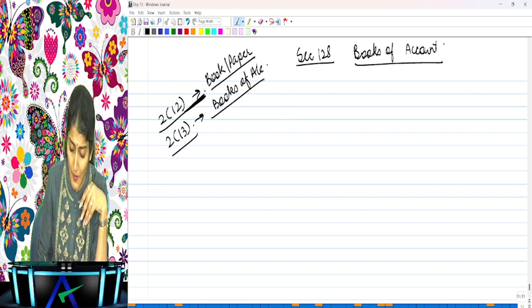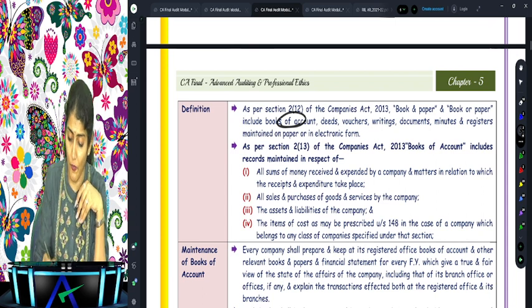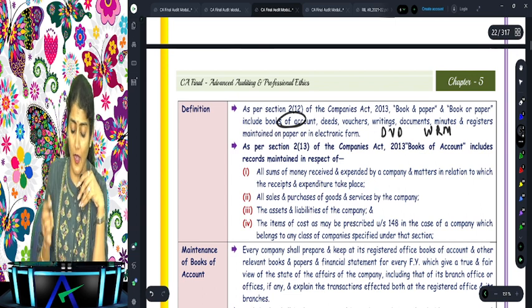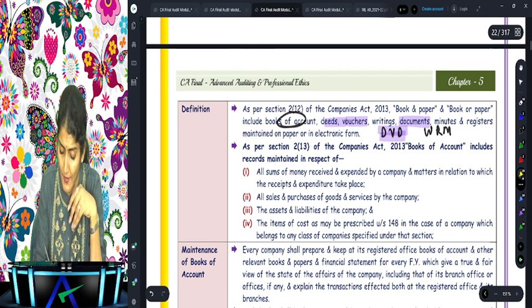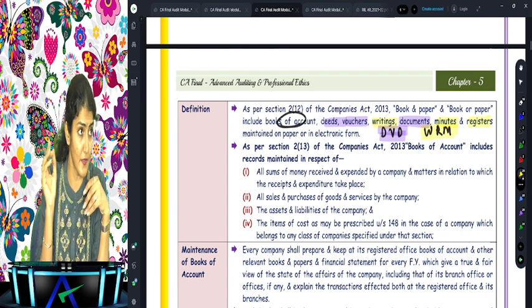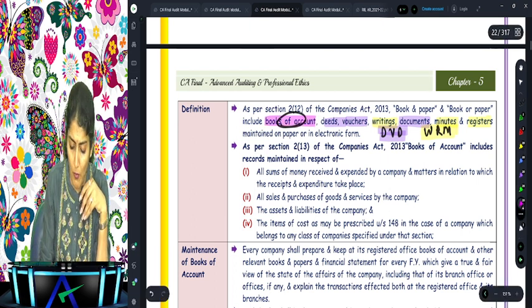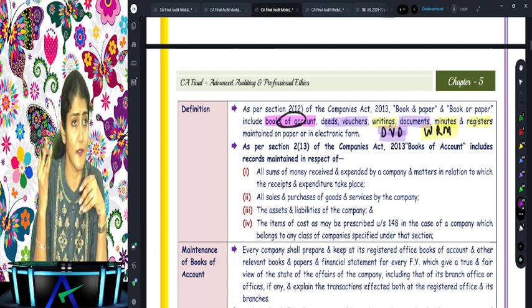What do you mean by book and paper or book or paper? It includes books of account, and it includes the DVD WRM. What is DVD WRM? It includes deeds, vouchers and documents, and it includes writings, minutes and registers. So this is what you mean by book and paper or book or paper: it includes the books of account and the DVD WRM, that is deeds, vouchers, documents, writings, registers and minutes.